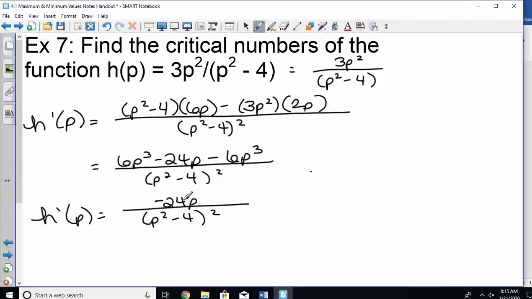We need critical points. Critical points are where this derivative is either 0 or undefined. What would make it equal 0?